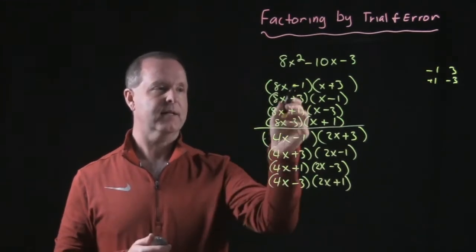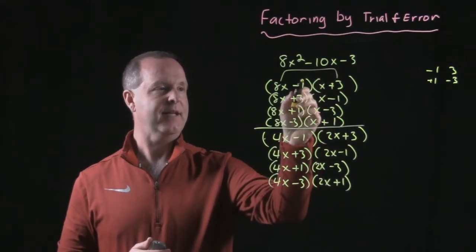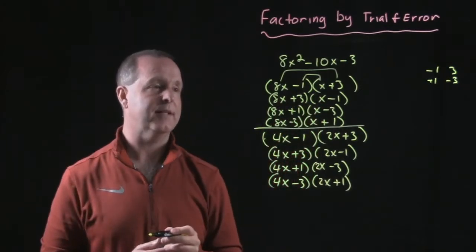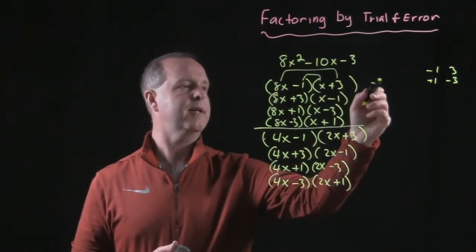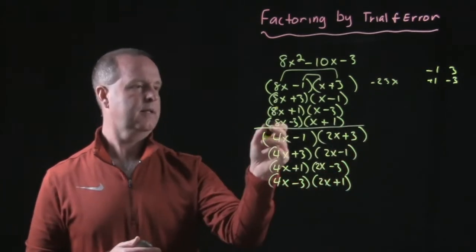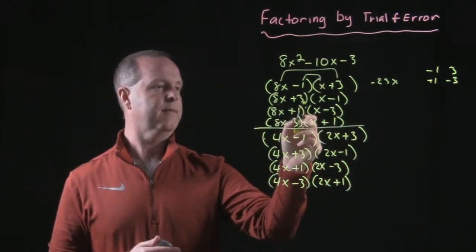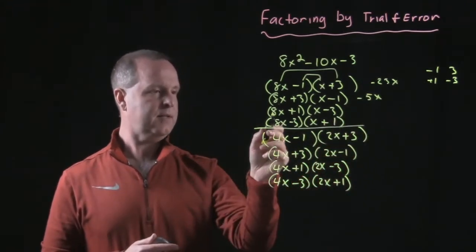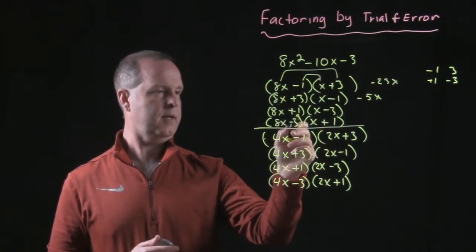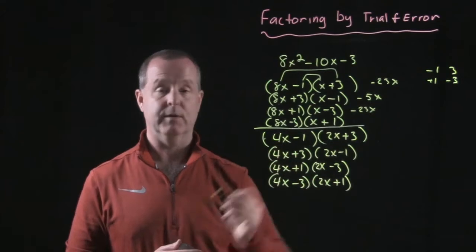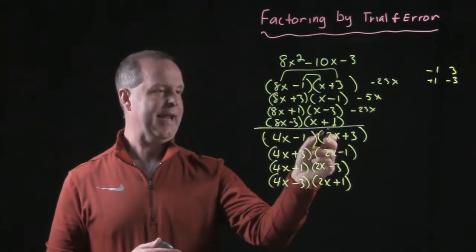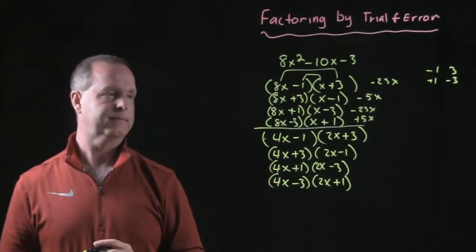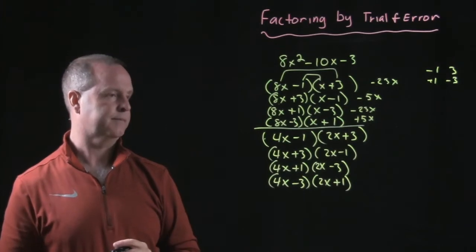So again, I need to think about adding the outers and the inners together to get a negative 10x. The first one produces a 24 minus a 1, that's a 23. So this middle term would be a minus 23x. That's not it. This one has a negative 8 plus a 3. That would produce a negative 5x as a middle term. This one would produce a negative 24 plus a 1. That gives me a negative 23x as a middle term. This one produces an 8 minus a 3. This is a positive 5x as my middle term. So none of those are the correct ones.